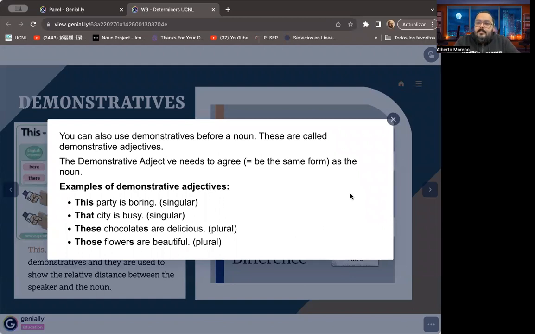Es decir, es la misma regla. This, that, these, those. Cerca y lejos. Si hablamos en singular, el sustantivo debe estar en singular. Si hablamos en plural, el sustantivo debe estar en plural. ¿Okay? Solamente que siempre están al lado. Cuando son adjetivos demostrativos, están al lado de un sustantivo, de un objeto. ¿Okay?